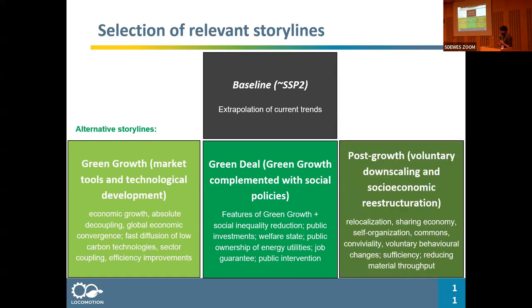And then the third alternative storyline that we have selected is a scenario based on post-growth ideas or degrowth. So here we are totally aware that under the name of post-growth, there is a lot of options, but because we have to try to minimize the amount of scenarios in this project, we wanted to keep it to one. So post-growth is everything related with voluntary downscaling and a deep socioeconomic restructuration. And you have keywords such as relocalization, sharing economy, self-organization, commons, conviviality, voluntary behavioral changes, sufficiency, reducing material throughput.